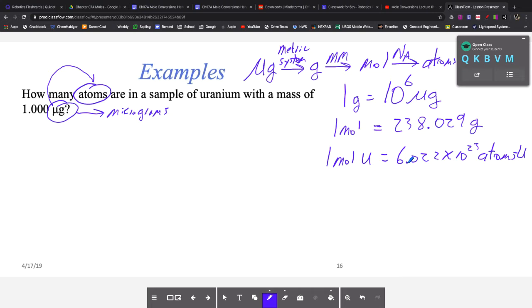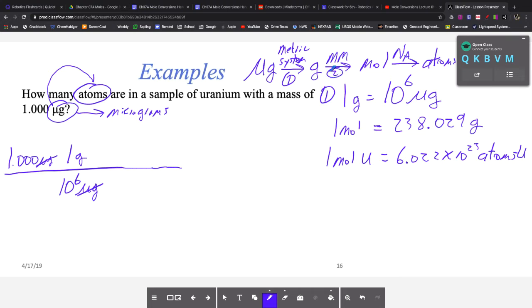So now what we're going to do is plug it in. We start with our 1.000 micrograms. And then there's 1,000,000 micrograms in 1 gram. And remember, 10 to the 6 is 1,000,000. And then that's going to cancel out micrograms. Since we have grams on top, we want the grams part of our molar mass, because I'm using this conversion factor, number 1 for the first step. My molar mass conversion factor, that's step number 2. I'm using this one. And then Avogadro's number, that's step number 3. I'm using this one.